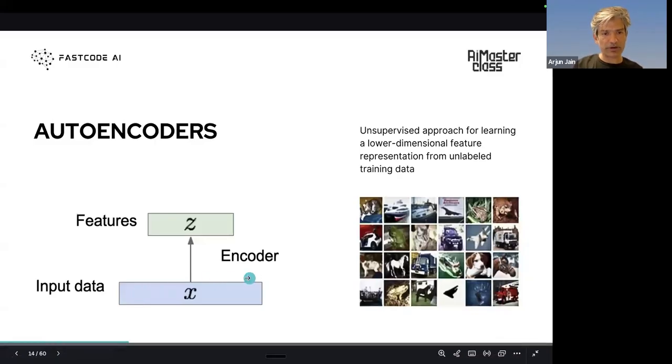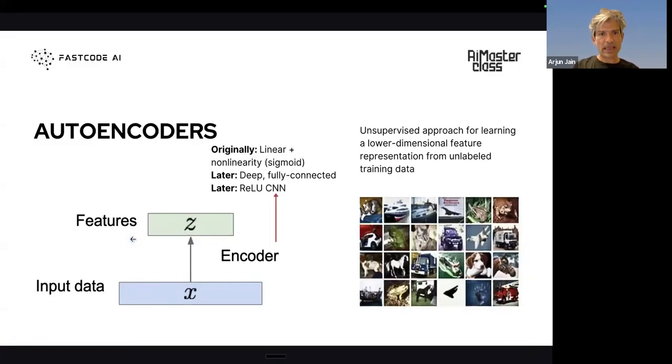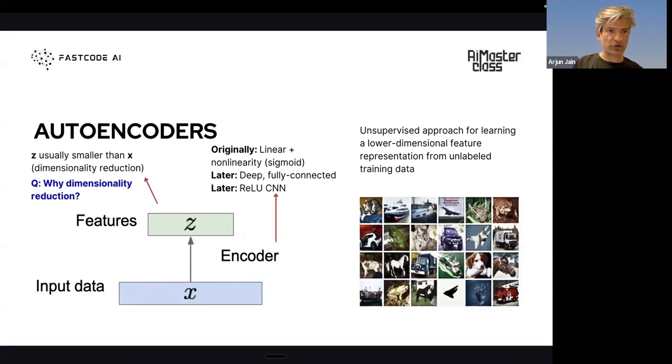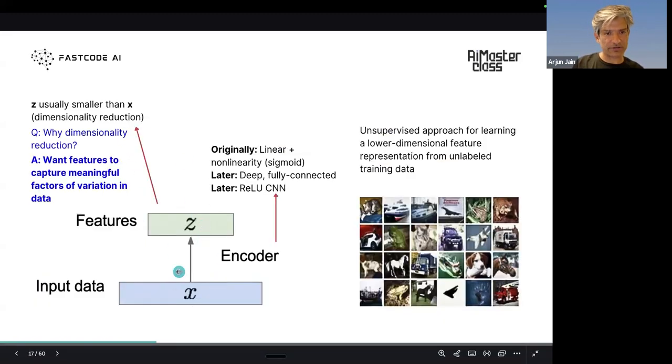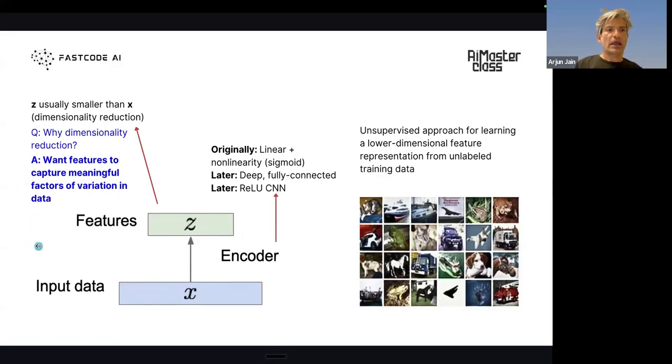So you have your input data, you want to encode it into a low dimensional vector representation, and you can use a neural network to do that. And usually the dimensionality of Z is lesser than X, because what we want to do is capture those meaningful factors of variation in data, right? So, like I said, for the face, we want to maybe understand the lighting, the material, the glossiness, the structure of the face, etc.